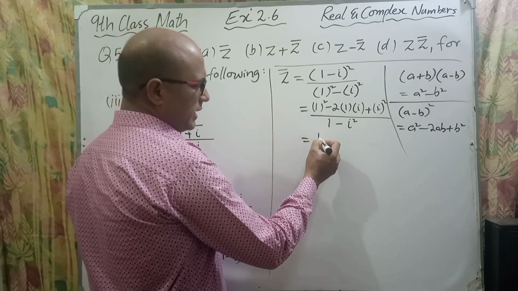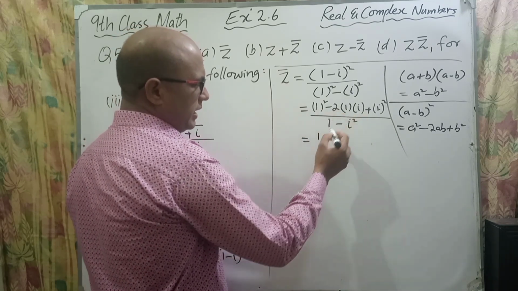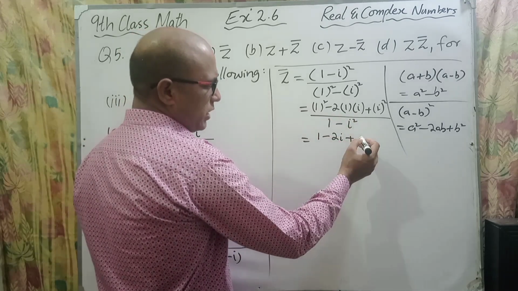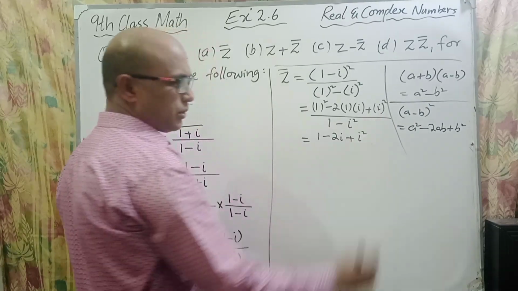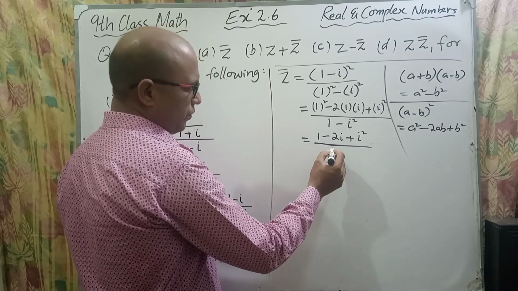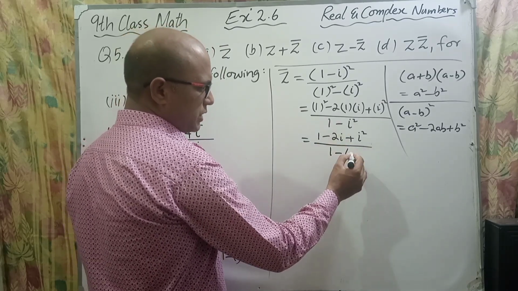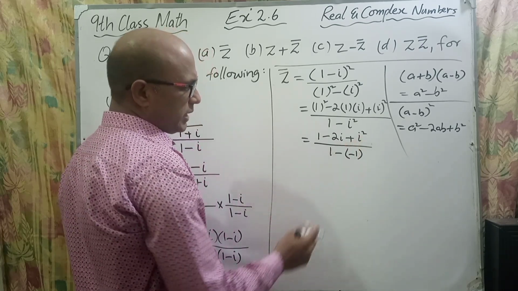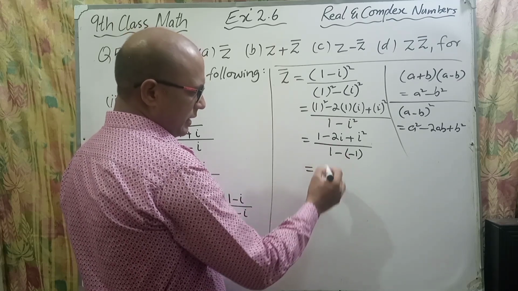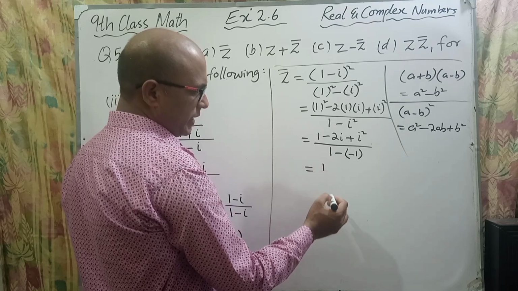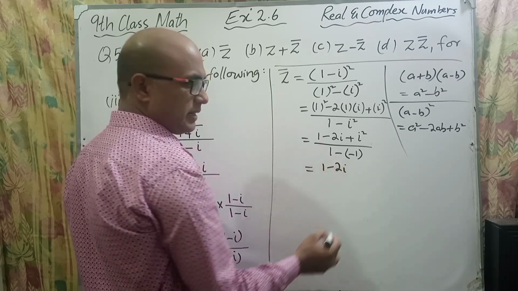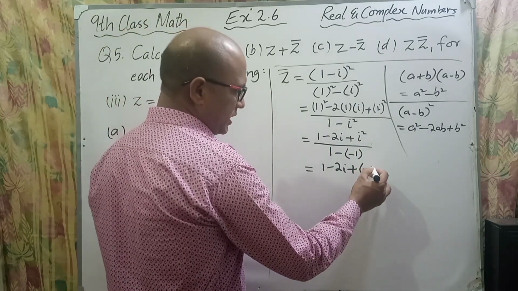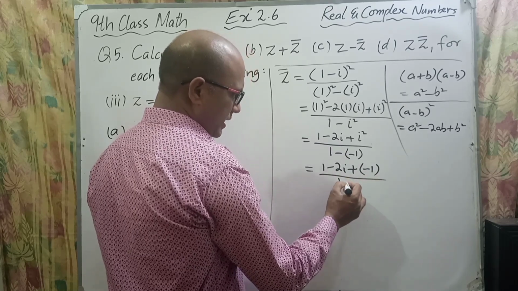Next, square of 1 is 1. Multiplying these three, we will get 2 ones are 2, minus 2 iota, plus square of iota will be iota square, over 1 minus square of iota. Students, we know iota square is equal to minus 1. So in place of iota square, we'll write minus 1, and 1 will be written as it is, minus 2 iota as it is, and plus in place of iota square, we'll write minus 1, over 1.